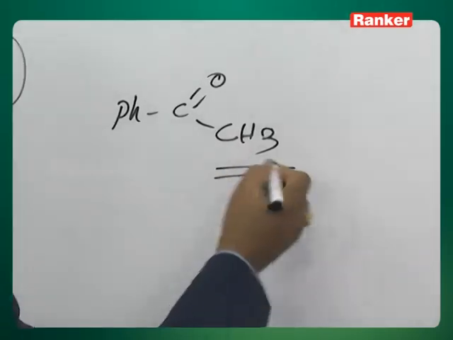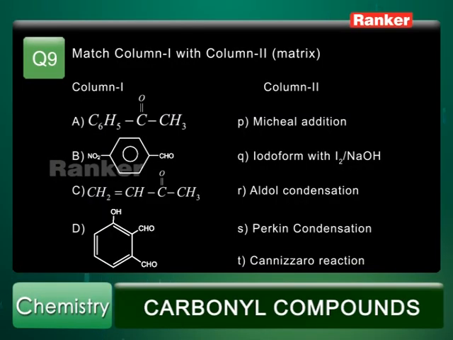So we have alpha hydrogen, therefore this can undergo Perkin condensation. This undergoes the iodoform reaction because CH3 is there. So Perkin condensation and iodoform, that is Q and S, will be there for A. And for compound B we have an aldehyde. This aldehyde can go for the Cannizzaro reaction, and it can undergo Perkin condensation, so S and T.